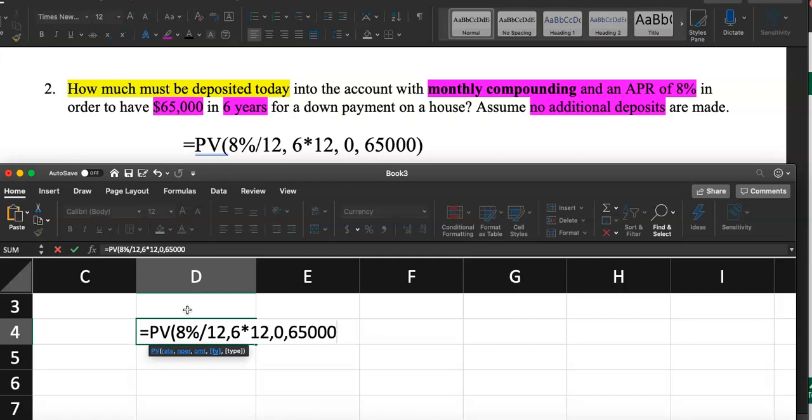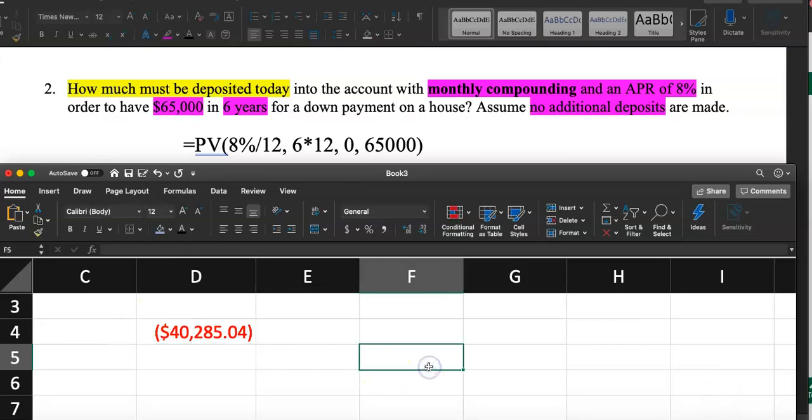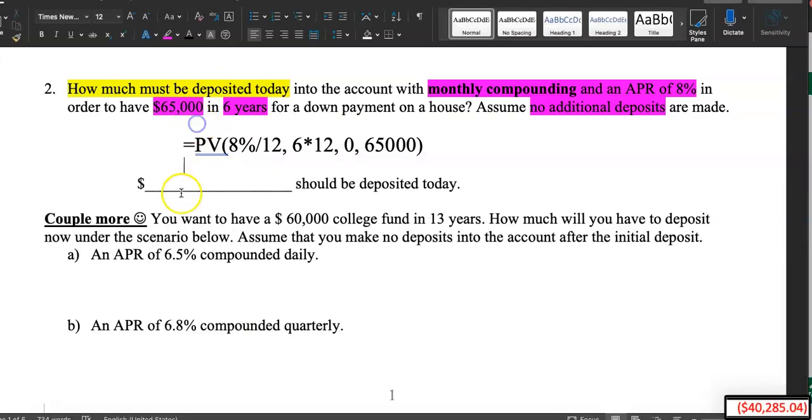So that's it. If you enter that, and if you hit enter, they're going to tell you how much must be deposited today. Hit enter. The amount that we need today is about $40,285.04. Okay, so that's how you will get the answers.